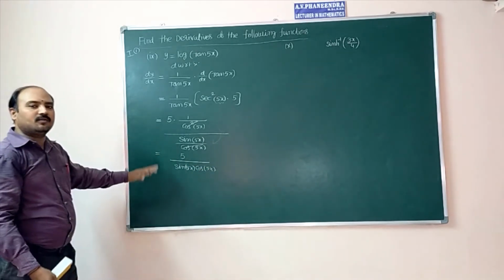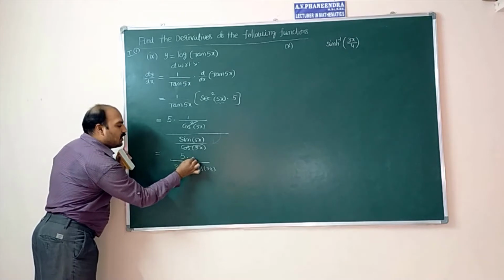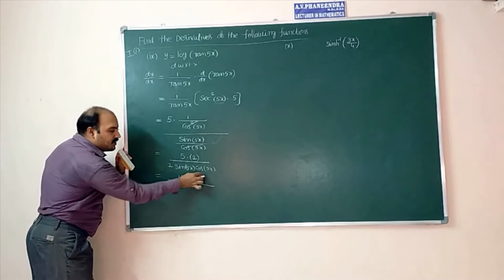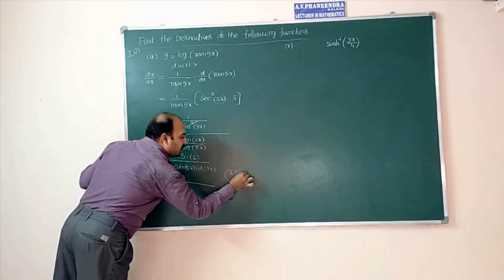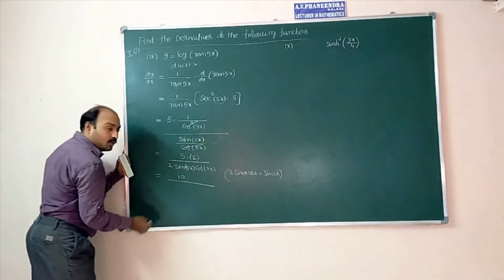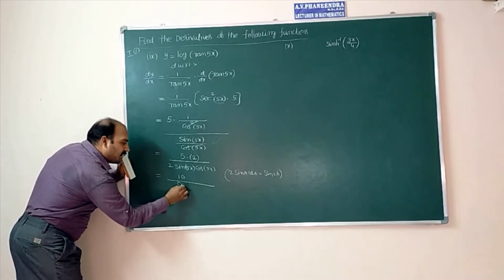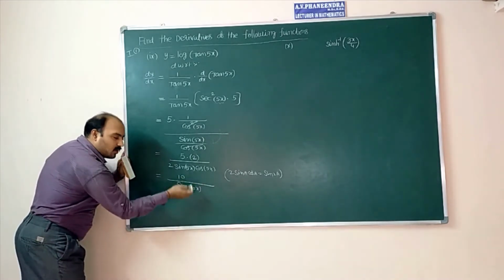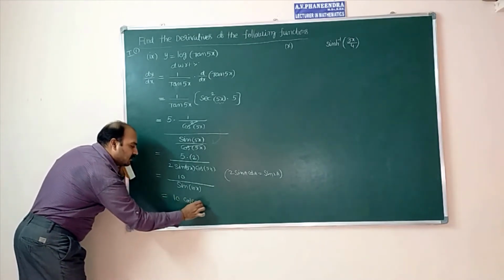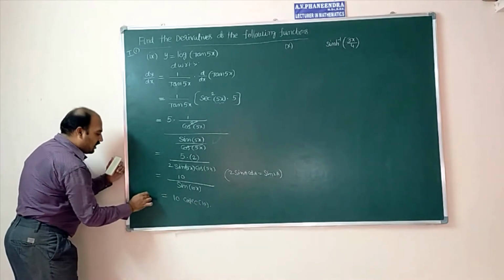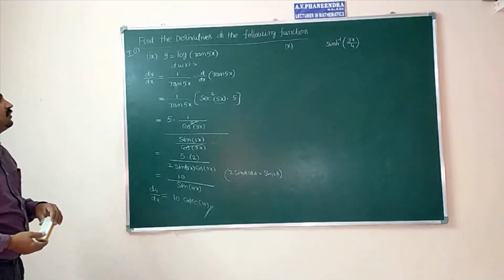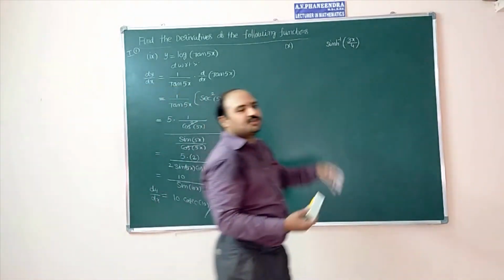Still it is not in the required form. So what we are doing here is multiplying by 2 and dividing by 2. 5 becomes 10 divided by 2 sin 5x cos 5x, which is in the form of 2 sin a cos a. We have the formula sin 2a equal to 2 sin a cos a. So 2 into 5x is 10x, giving sin 10x. The reciprocal of sin 10x is cosecant 10x. That is equal to 10 into cosecant 10x. This is the value of dy by dx for the given question y equal to log of tan 5x. We'll come to the next question.